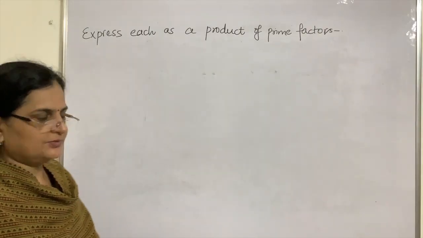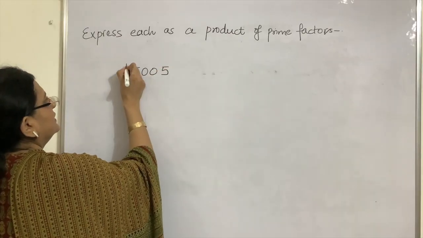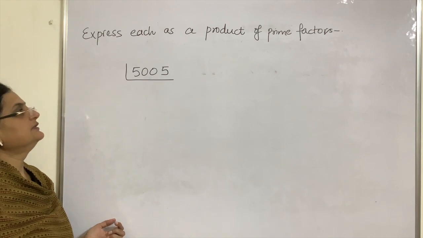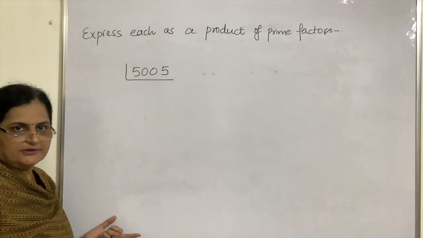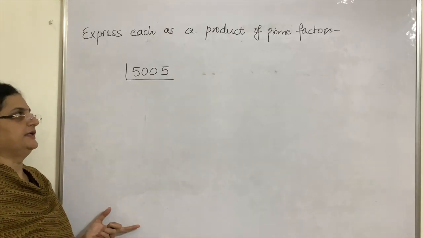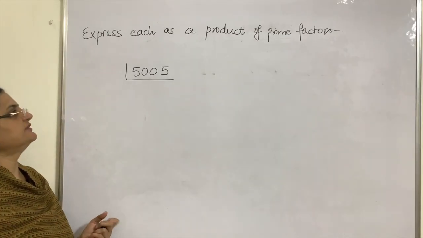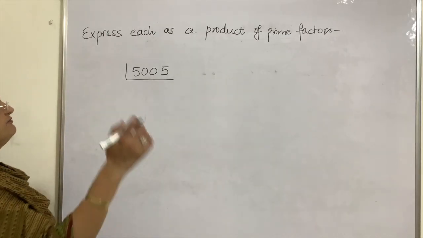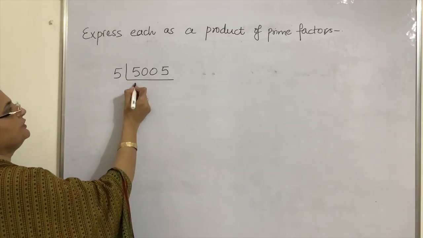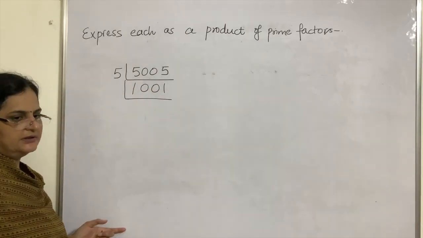Okay, so coming on to the next question, 5005. Now what do we do? Check whether this is an even number or an odd number. Odd number, no point in dividing by 2. It will not divide completely. What about 3? 5 plus 5, 10, not divisible by 3 completely. What about 5? Yes, if you divide it by 5, you get 1001. Possibly the easiest.